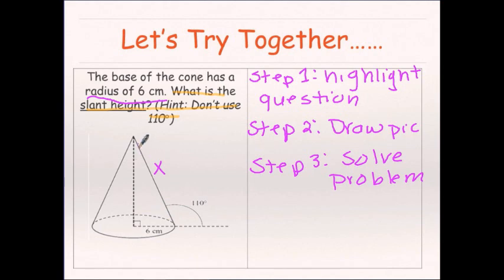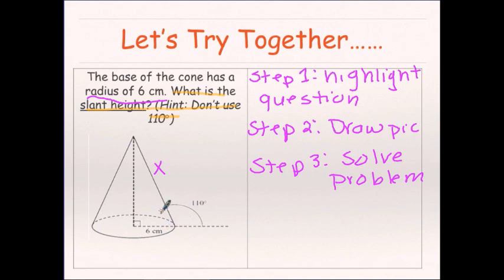Well, I need an angle from somewhere. I either need an angle up here or I need an angle down here. Never, ever, ever use the right angle. I can get this piece of the angle right here, and the reason I can get that is because this angle and this angle form what we call a linear pair. This is a straight line, and a line should have 180 degrees.